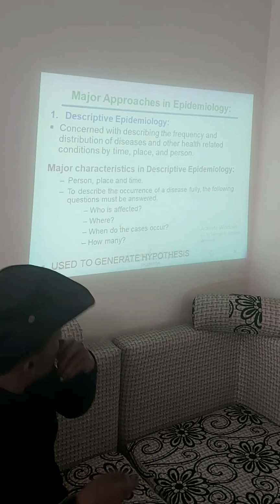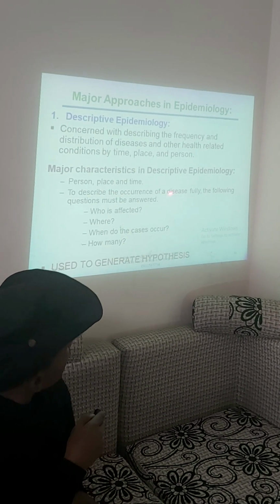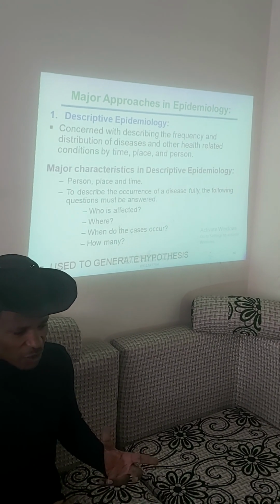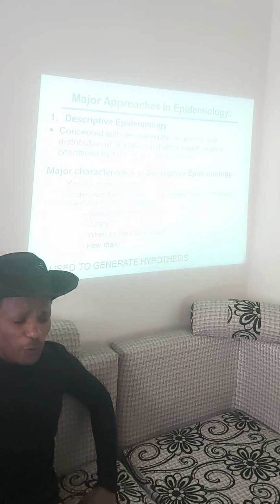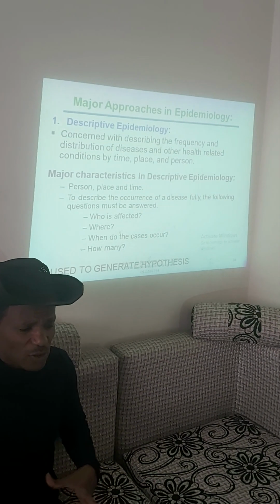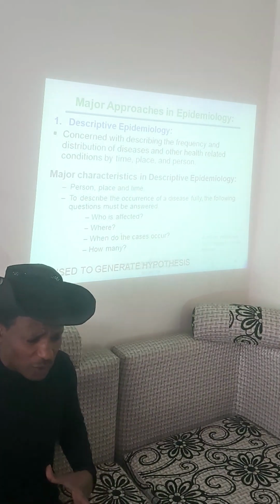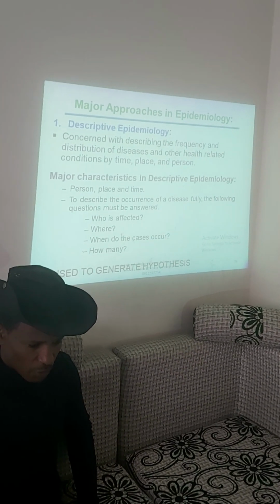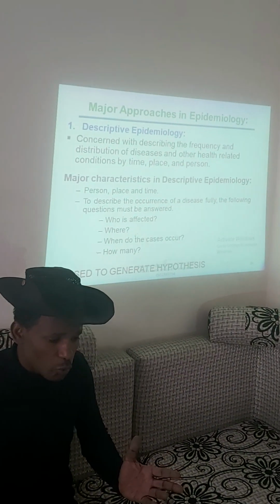The next one is to describe the occurrence of disease fully, which means the questions to be answered are who is affected, where and when do the cases occur, and how many cases. This is used to generate the hypothesis.